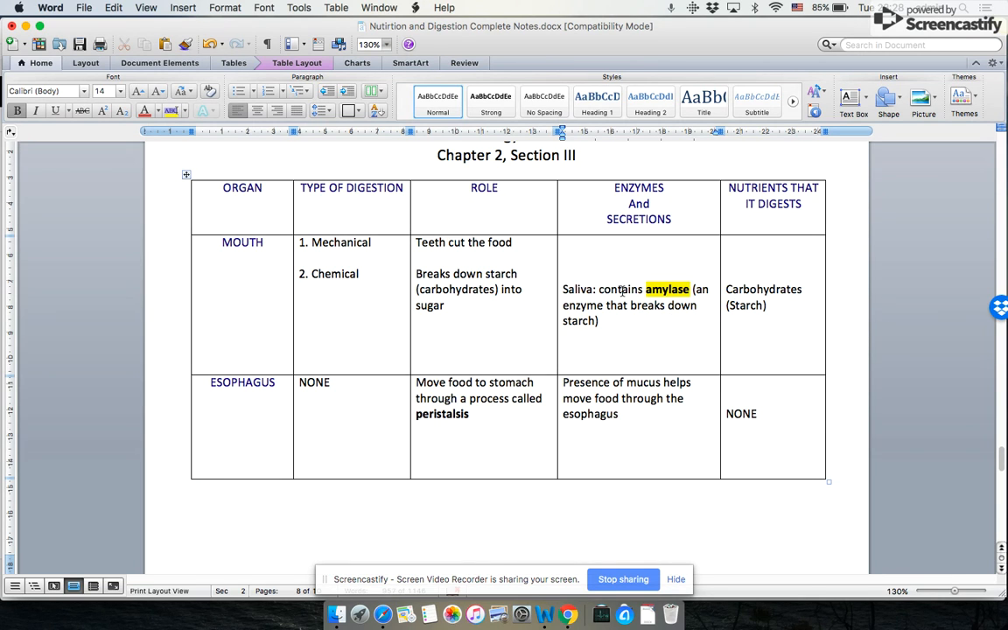You can test this yourself by eating a salty cracker. If you keep chewing it in your mouth without swallowing it, covering it with saliva, you'll notice that the cracker will start to taste sweet. That's basically because the amylase in your saliva is starting to break down the carbohydrates into sugar. Remember, we said carbohydrates are made up of molecules of sugar.